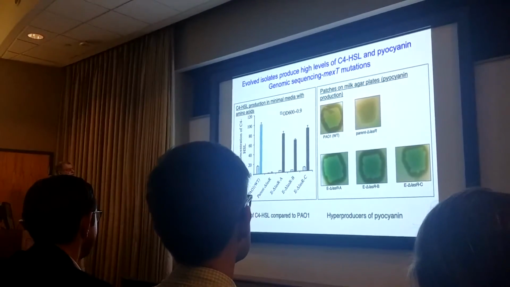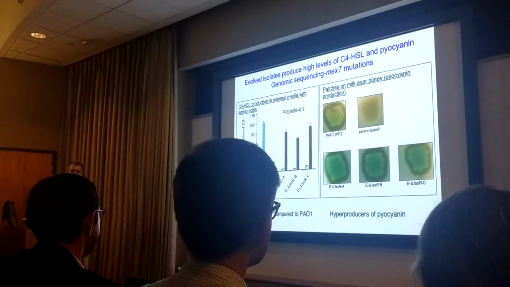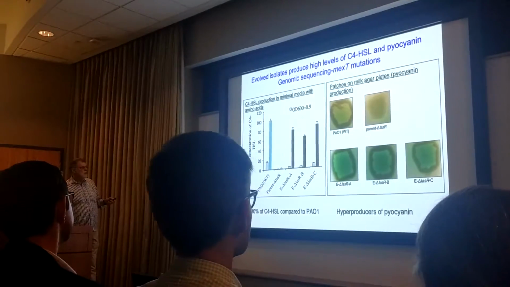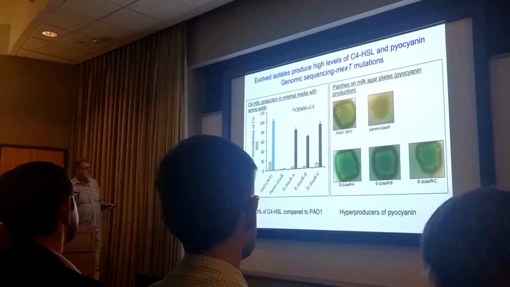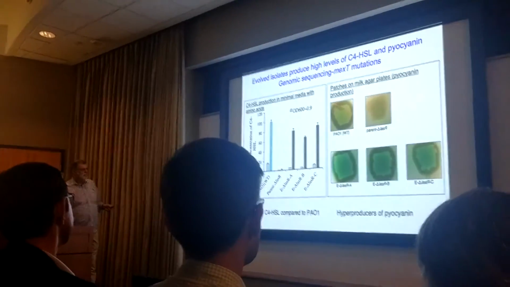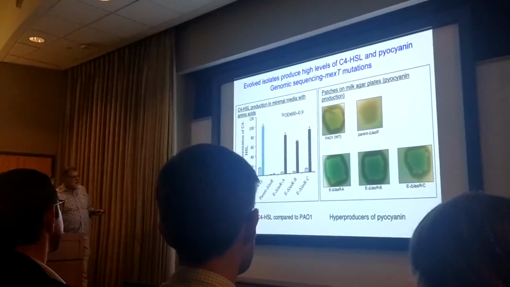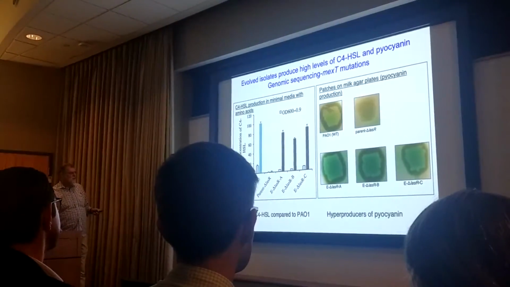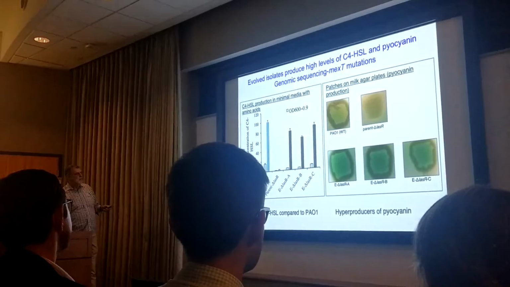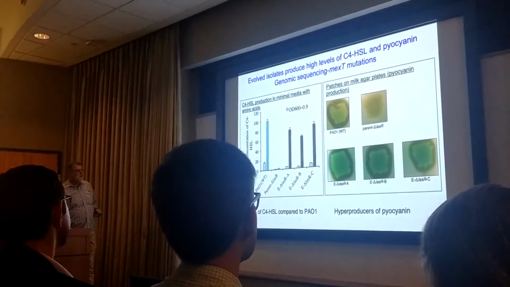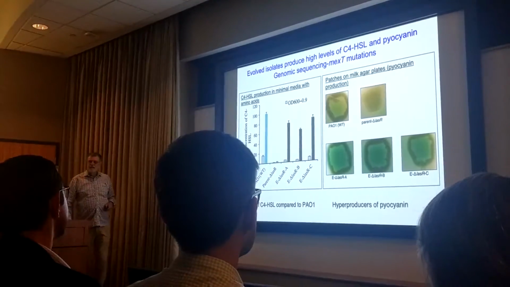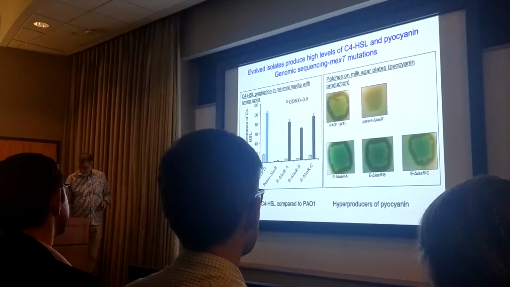And he found that, like the clinical isolates, they make a lot of C4HSL. So here we're measuring C4HSL, and this is in wild type Pseudomonas, early in growth and a little later in growth. This is a LasR mutant that he made. They make hardly any C4HSL, and then these are 4 evolved isolates. They make almost as much C4HSL as the wild type, and they hyperproduce pyocyanin, similar to many CF isolates actually.